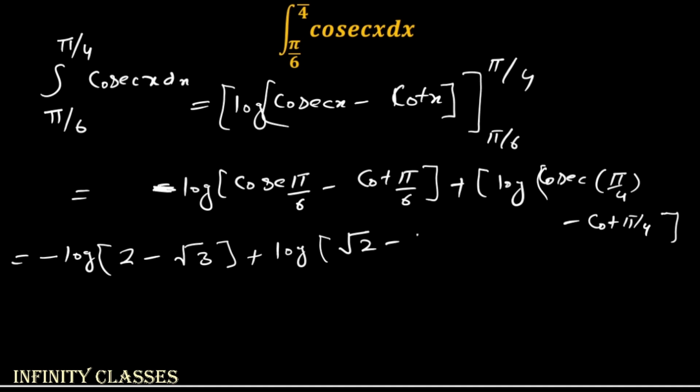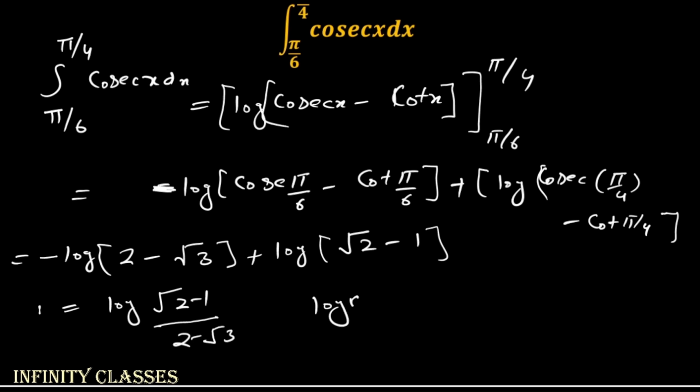cot pi by 4, which is 1. Now we will use the formula of log. So it will be log root 2 minus 1 upon 2 minus root 3, because as we know log m minus log n equals log m upon n. So our answer is log root 2 minus 1 upon 2 minus root 3. Now we'll do next.